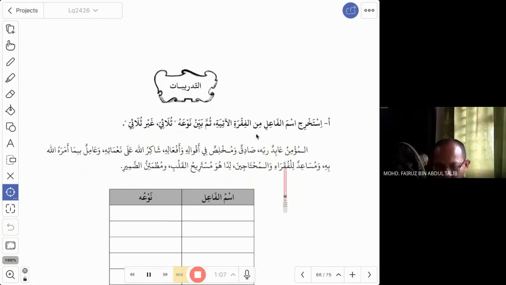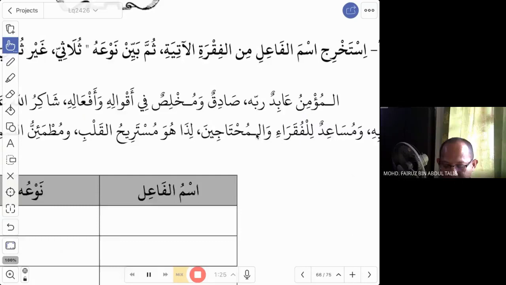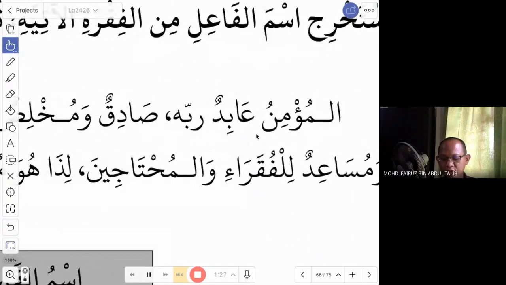Al-Mu'min. Yes, good. Al-Mu'min is isim fa'il. Yes, because why? Because you have mu in the beginning, and then you have this kasrah before the last letter. So confirm this is isim fa'il. So what is the meaning of mu'min? Orang yang beriman. Someone who is beriman. The one who believes in Allah, we call him mu'min.